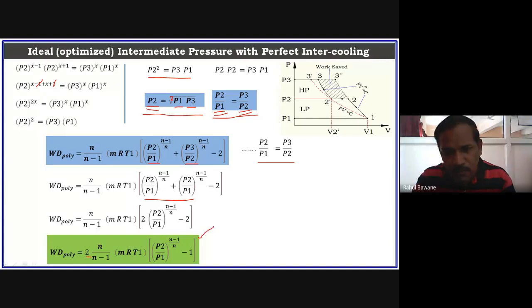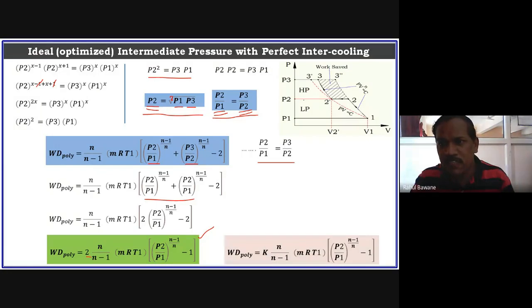This is the regular formula of polytropic compression. But here, considering 2 stages, we multiply by 2. If suppose there are k number of stages, we have to multiply by k. So this is a very simple formula. If it is perfect intercooling and ideal intermediate pressure, the formula will be the same. We just have to multiply by the number of stages. If it is 2, we multiply by 2. If there are 10, we can replace k by this 10 value. So k is the number of stages.